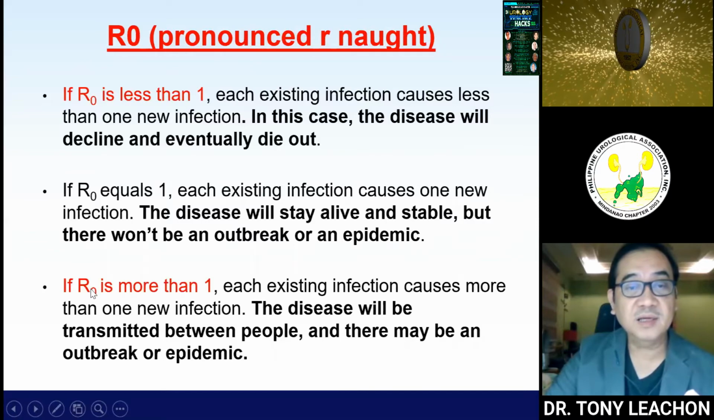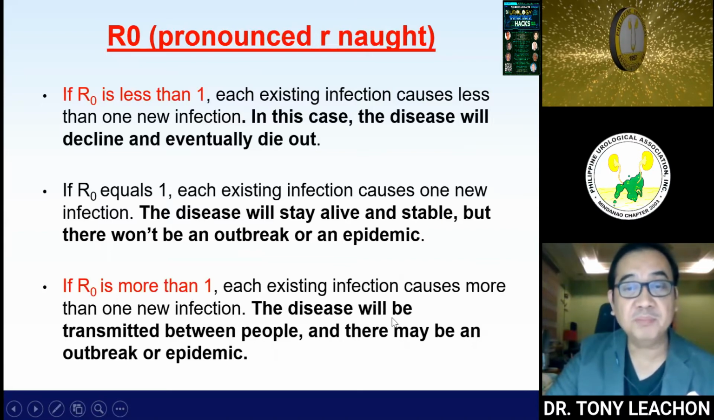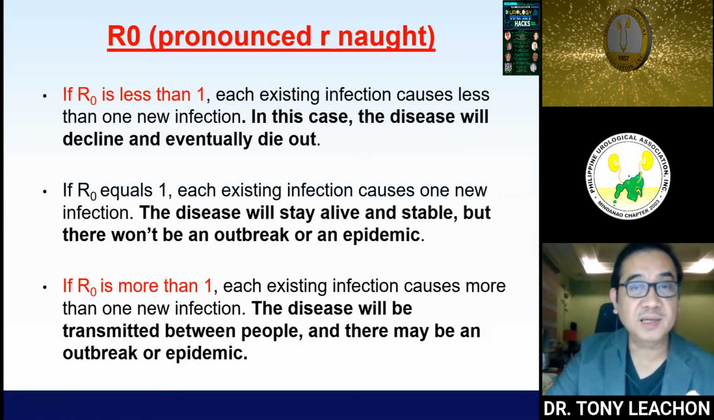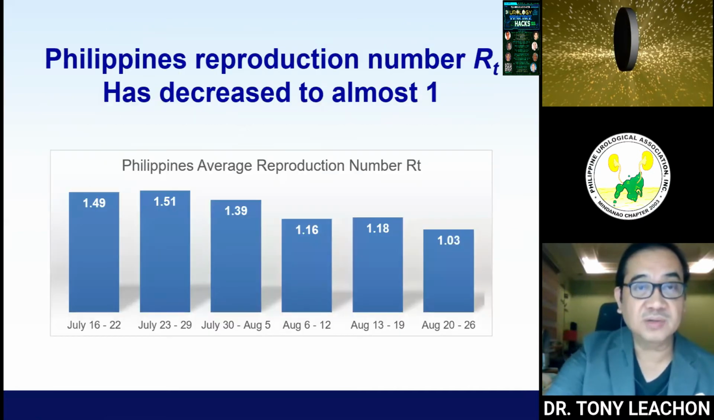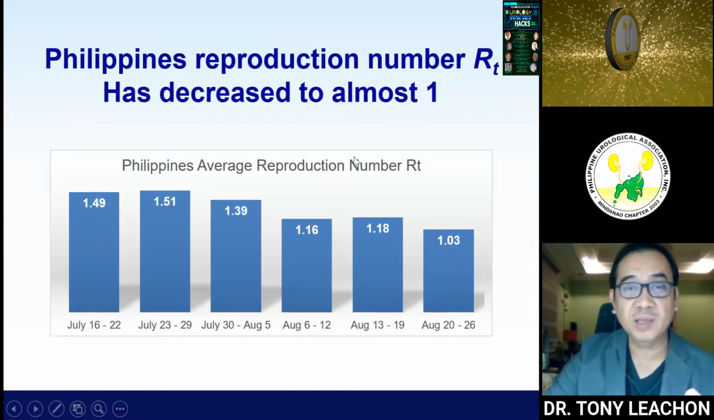And lastly, if R0 is more than 1, each existing infection causes more than 1 infection, and the disease will be transmitted between people, and there may be an outbreak or an epidemic. We need to understand this particular concept so that we will be able to advise the IATF and, of course, the other agencies and the whole citizenry. The Philippines has a reproductive number at this point that is almost 1.